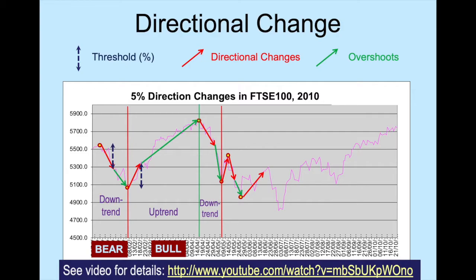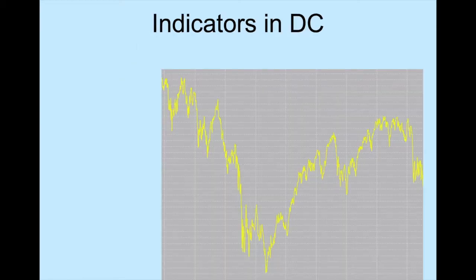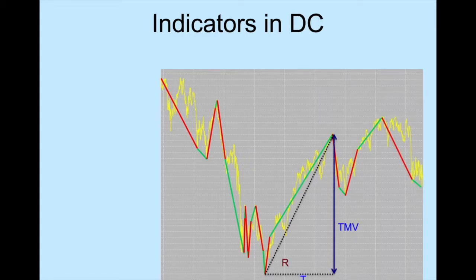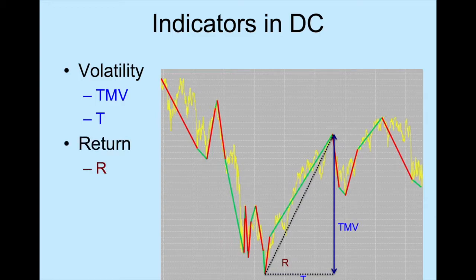By summarizing market dynamics with directional change, we gain new perspectives of the market. For example, for each trend, we can measure the total price movement, TMV, which is the price change from the beginning to the end of the trend. We can also measure the time that it takes to complete a trend. We can measure the volatility of the market by the average TMV values and average T values for a given period. We can also measure the return of each trend.